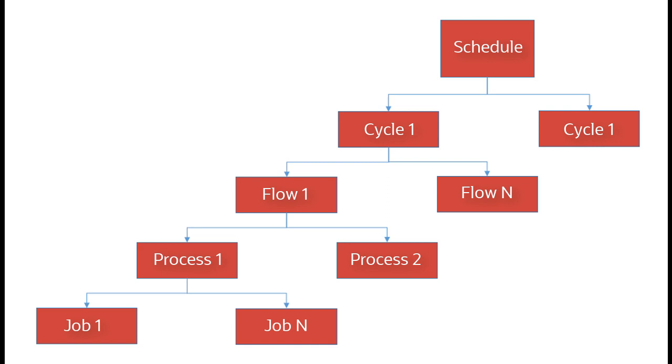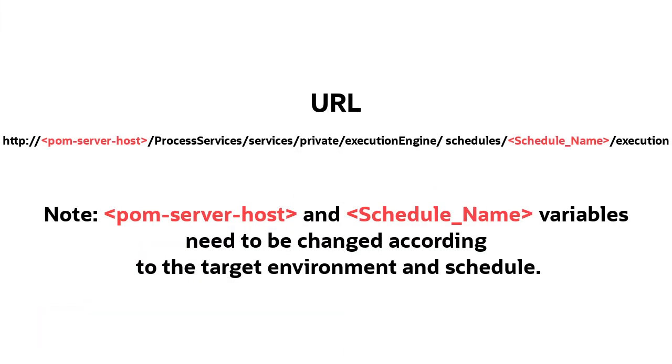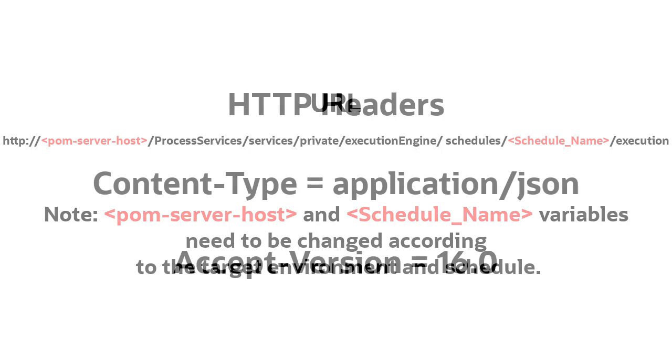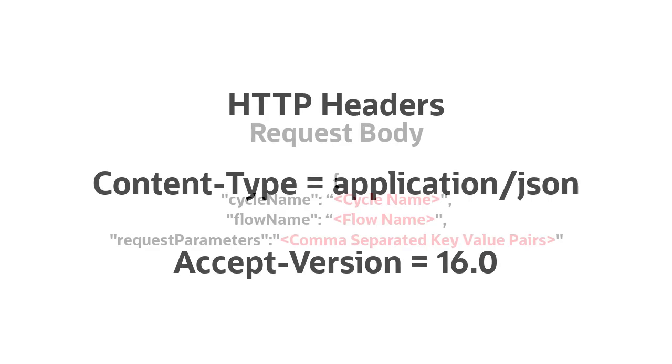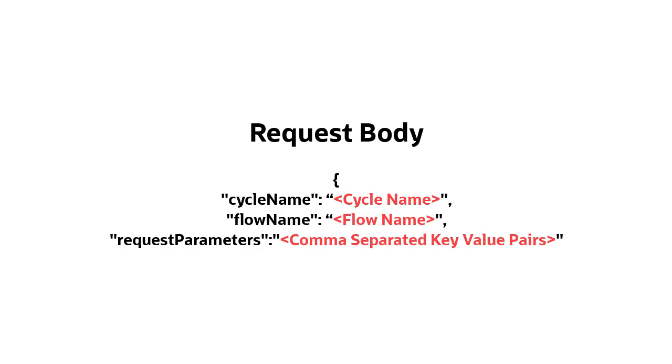POM provides the REST service here to initiate the execution of the previously mentioned cycles from external systems. The method is POST. The URL is shown here. Please note, the POM server host and the schedule name are variables that need to be changed according to the target environment and schedule. The HTTP headers include the content type application/JSON and the accept version of 16.0. The request body includes the cycle name, flow name, and the request parameters, which are comma separated key value pairs.